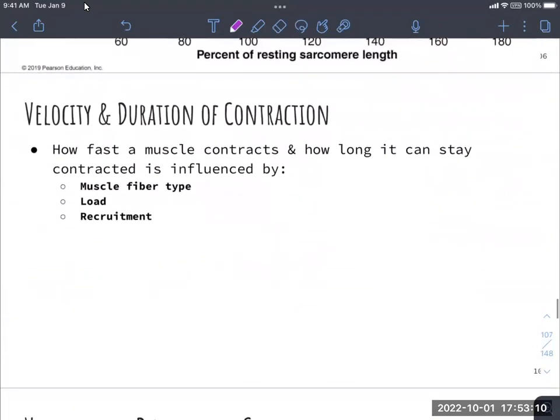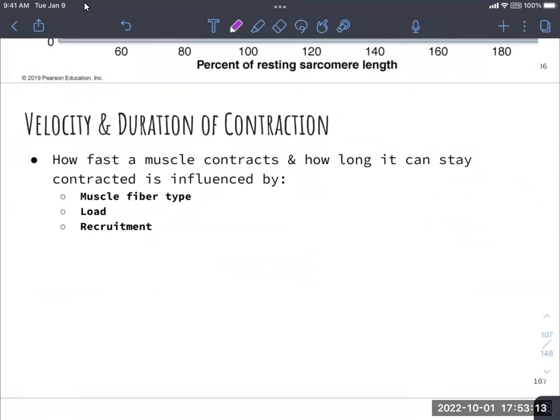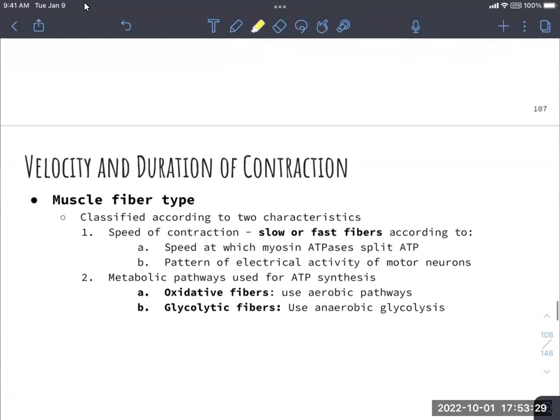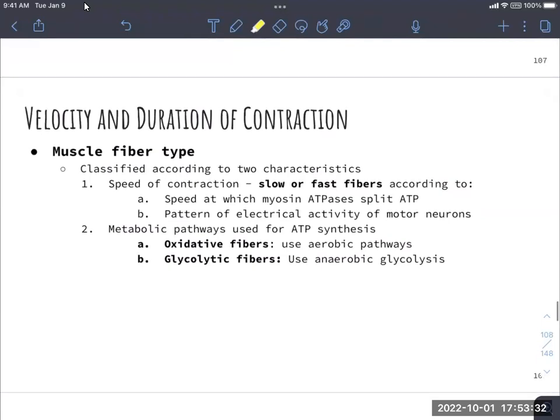So how fast that muscle contracts and how long it keeps that contraction is due to the muscle fiber type. What kind of load are we lifting? And the recruitment. So how many muscle fibers are being asked to come join the party? So if we're looking at muscle fiber types, I'm not sure if you've heard of them or not, but we technically have what are called slow fibers and fast fibers. And they kind of relate to the speed of the contraction.